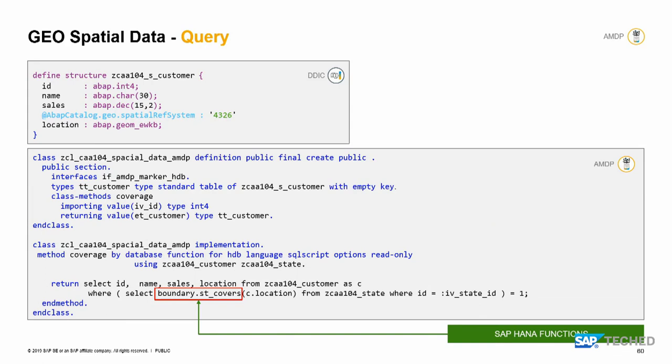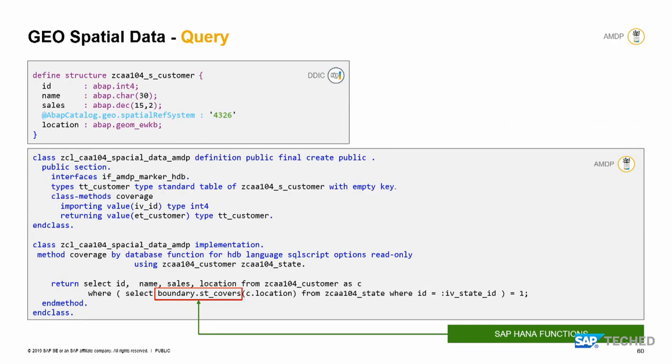And here we are representing them. We are using the interface. Then we are consuming this type, which we have already defined with this referential system. And then we can operate here using HANA functions.